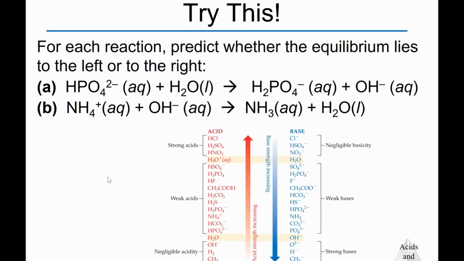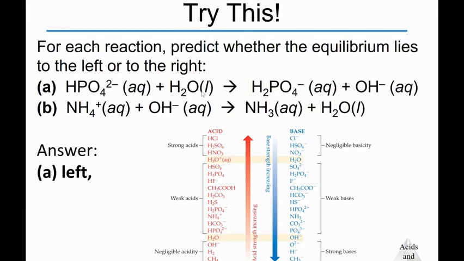So hopefully you realized with this one right here that the HPO4 2 minus is way down here when it comes to acids, and the H2PO4 minus is right here when it comes to acids. So H2PO4 minus is a slightly stronger acid than the HPO4 2 minus. Because of that, I would say that this reaction lies or favors the left. So probably having a double arrow here would be a better idea than an arrow just going in one direction. I'll have to fix that later. But we would say this reaction most likely lies to the left.